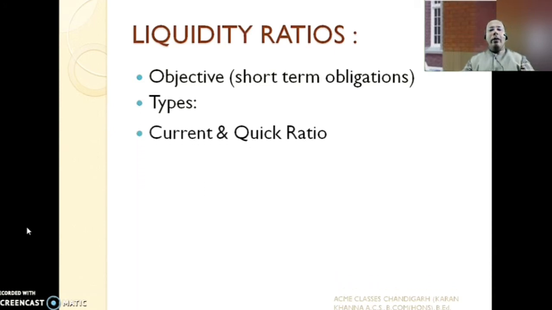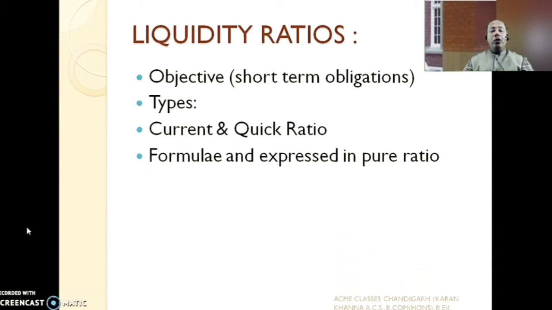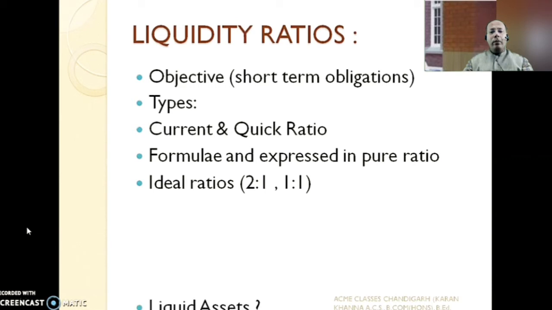Current ratio and quick ratio. You should be able to know the formula, and you should also know that they are expressed in the pure ratio form. What do I mean by pure ratio form? 2:1, 1:1, 3:1, so on and so forth. The ideal ratio for the current ratio is 2:1. The ideal ratio for the quick ratio is 1:1.